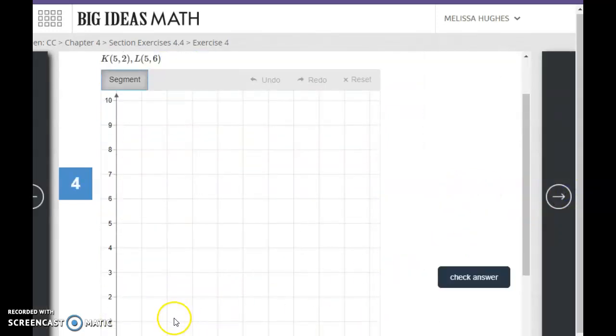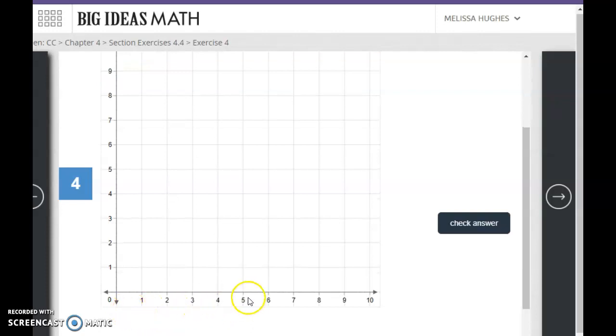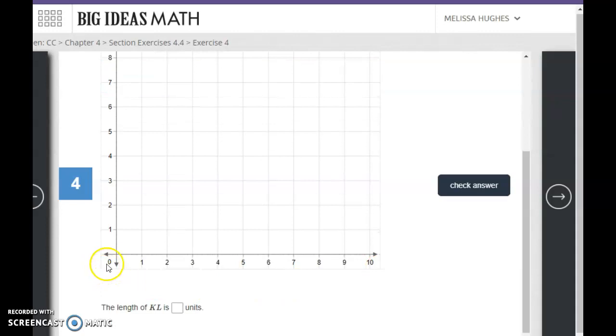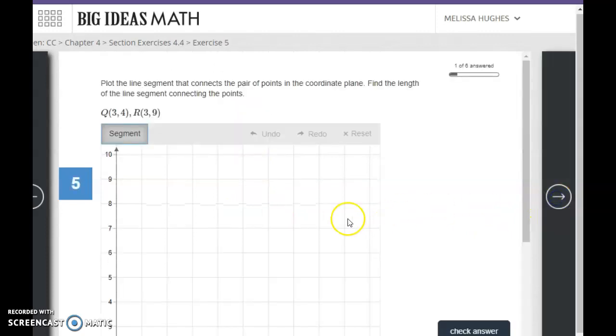Okay, next one, you are going to plot 5, 2, which means you go over 5, up 2. Second point you would plot would be 5, 6, which would mean you go over 5, up 6, and then count the distance between those 2 points.